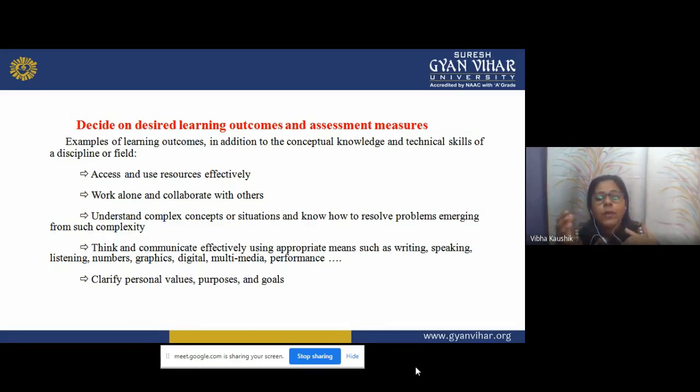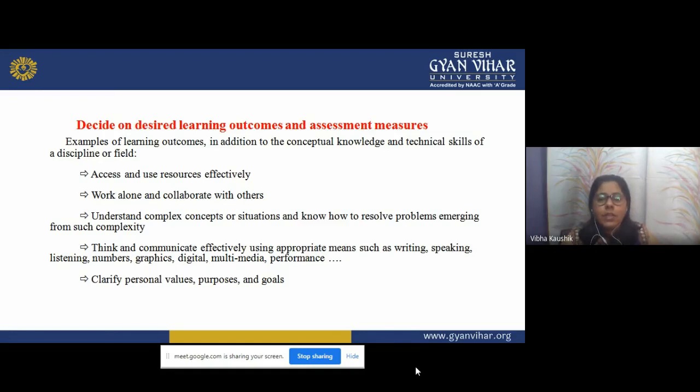You can collaborate with other teachers or other faculty members to design how you can achieve your learning outcomes. Understand complex concepts, meaning difficult concepts or situations, and know how to resolve problems emerging from such complexity. Understand the complexity of the problem or situation, and try to understand how you will resolve problems which arise from this complex situation. Think and communicate. You have to think and communicate effectively so that every other individual can understand what you are saying.